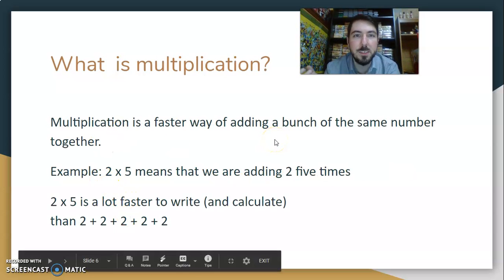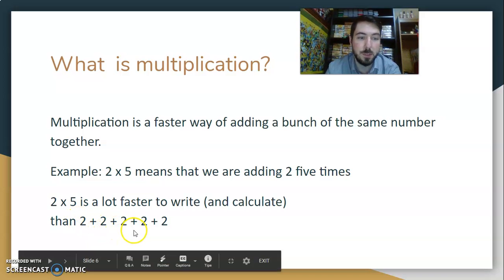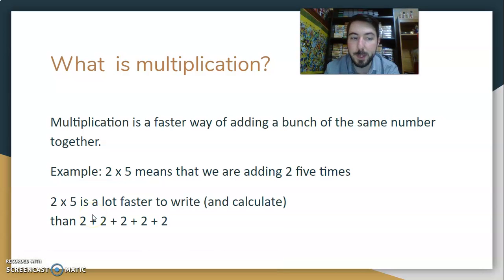Multiplication is just a faster way of adding a bunch of the same number together. So for example, 2 times 5 means that we're just adding the number 2 5 times, over and over again. So 2 plus 2 plus 2 plus 2 plus 2 is the same thing as 2 times 5, and 2 times 5 is a lot faster to do on your calculator.